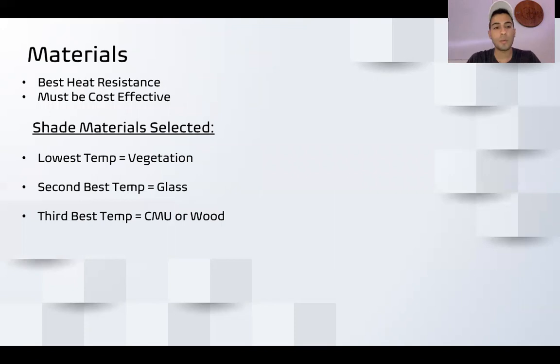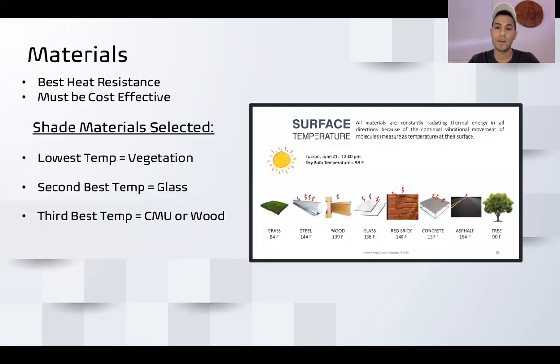So this is what I came up with. Materials. I wanted, of course, the best heat resistance, and they must be cost effective. This is a lecture slide from my class. The first thing I noticed was the lowest surface temperature was on green, grass and trees. This totally makes sense. These materials are acclimated to the direct harsh radiation. And so I knew I wanted to incorporate them in my design.